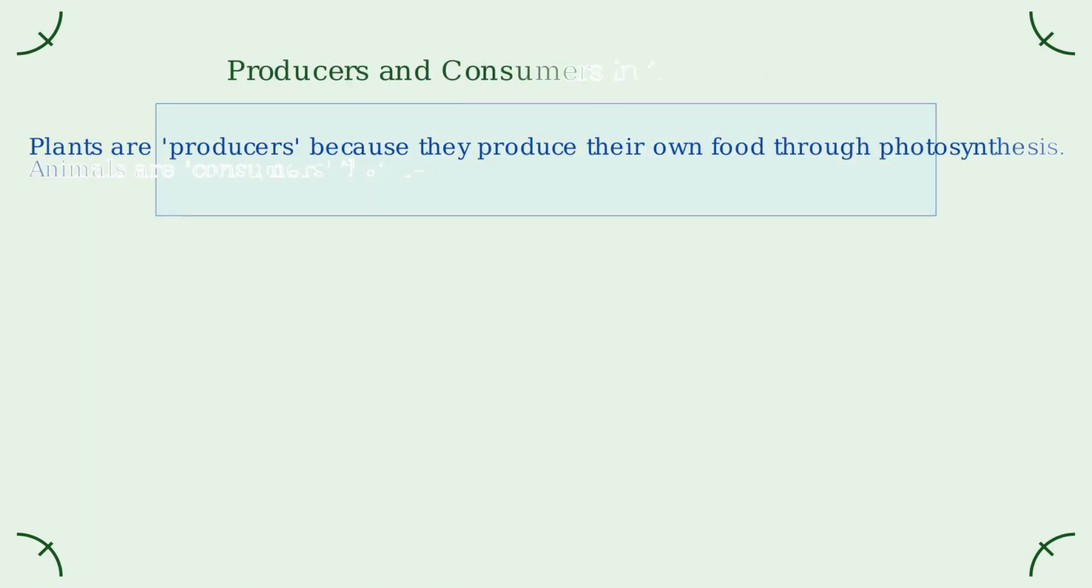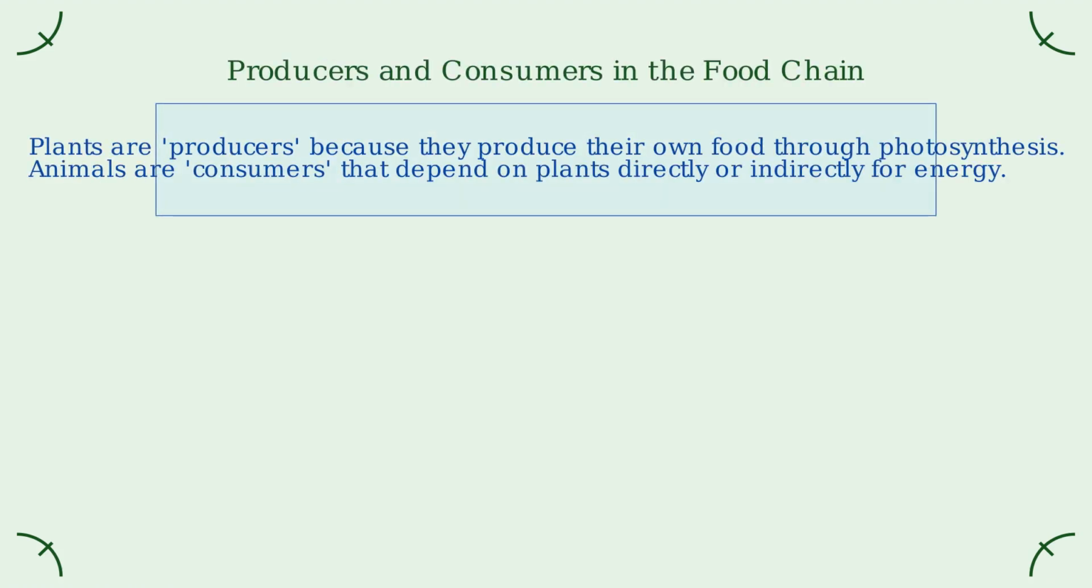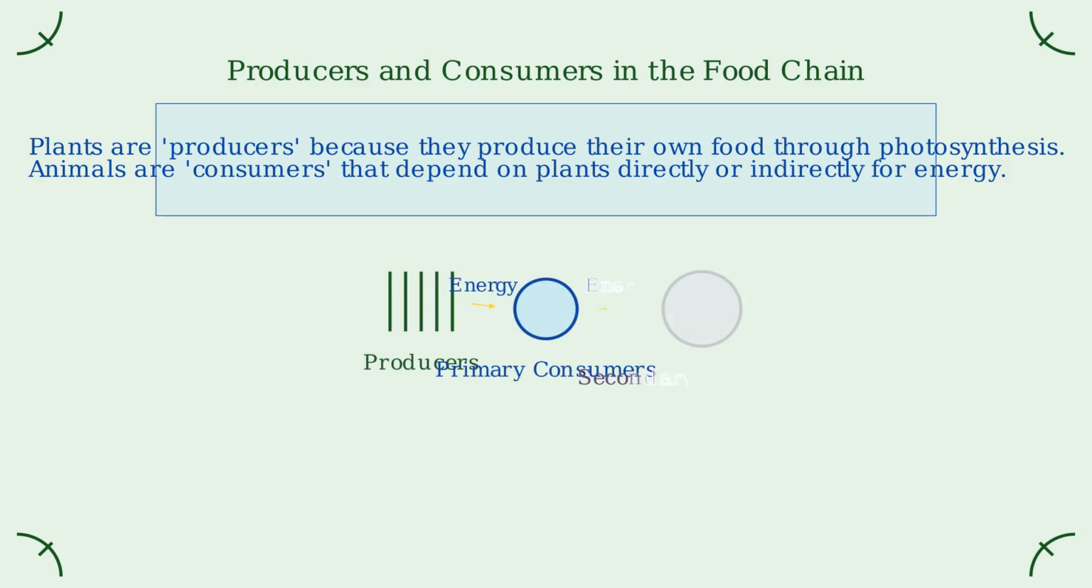In ecosystems, photosynthesis makes plants the producers in the food chain. Plants create their own food, while animals are consumers that depend on plants either directly or indirectly for energy.